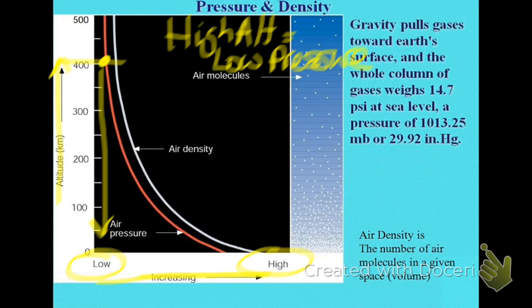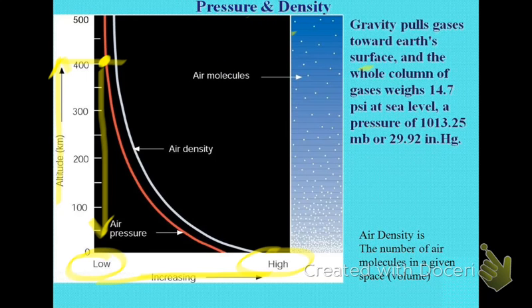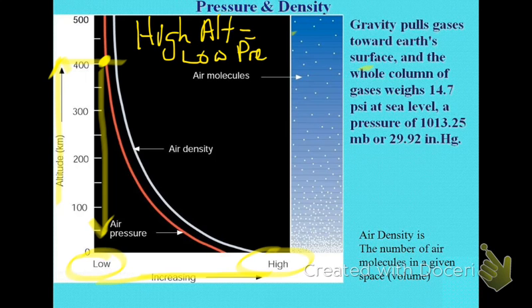I'll write that again for you. High altitude equals low pressure. Does that make sense? You have fewer molecules on top of you. The lower down in elevation you go, the more molecules you have above your head. Higher pressure. And we can demonstrate this with the graph too.